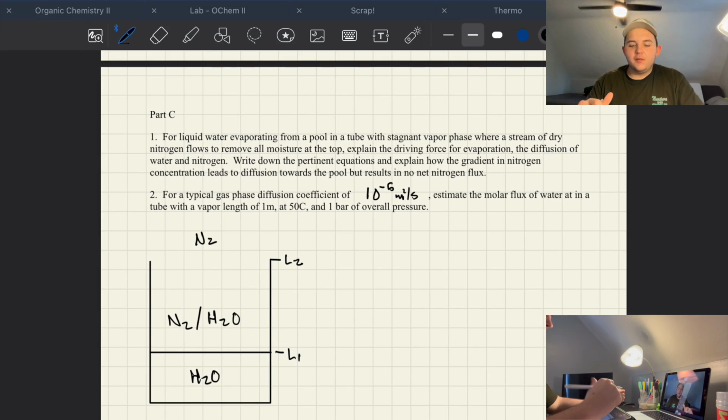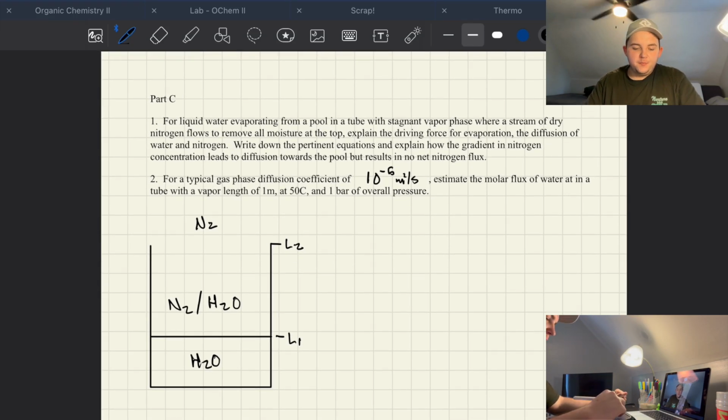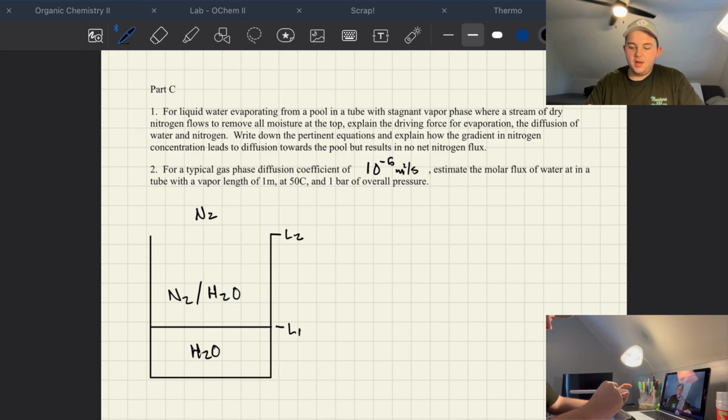Okay, here we have homework 3, part C. The question is, for liquid water evaporating from a pool in a tube with stagnant vapor phase, where a stream of dry nitrogen flows to remove all moisture at the top, explain the driving force for evaporation, diffusion of water and nitrogen.